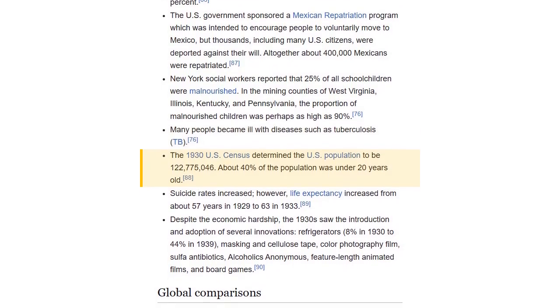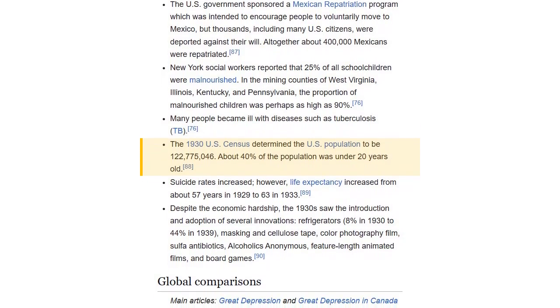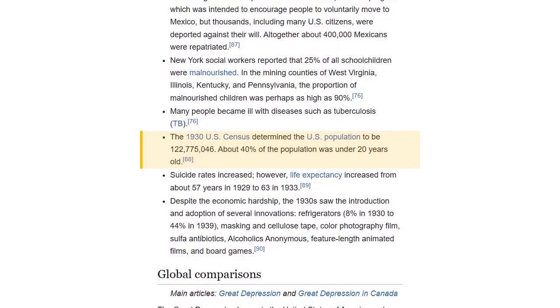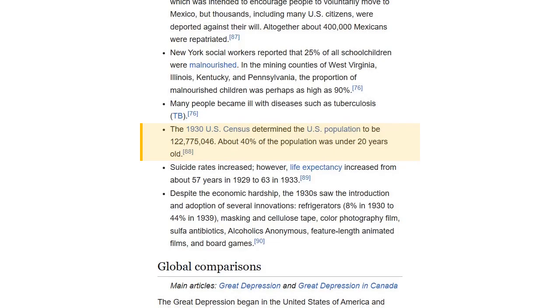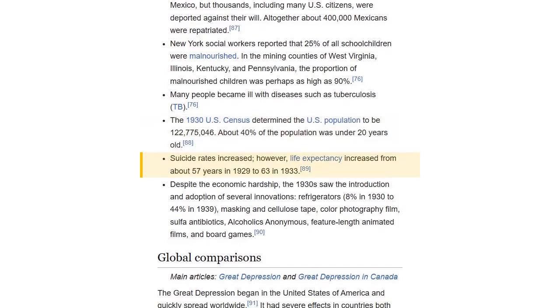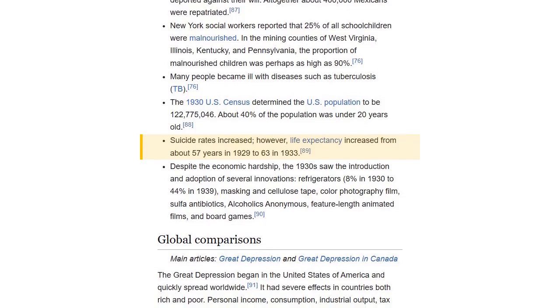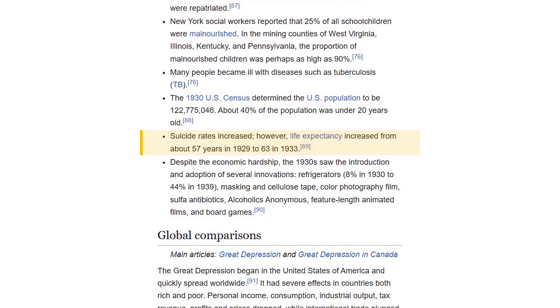The 1930 US Census determined the US population to be 122,775,046. About 40% of the population was under 20 years old. Suicide rates increased. However, life expectancy increased from about 57 years in 1929 to 63 in 1933.